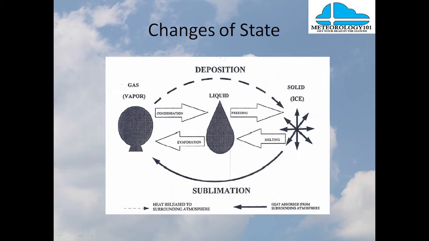And then from a solid, it skips the melting phase, going to a liquid, and the ice just evaporates. That is heat absorbed from the surrounding atmosphere. So the heat is absorbed so fast it just evaporates the ice. A good example of that is dry ice.